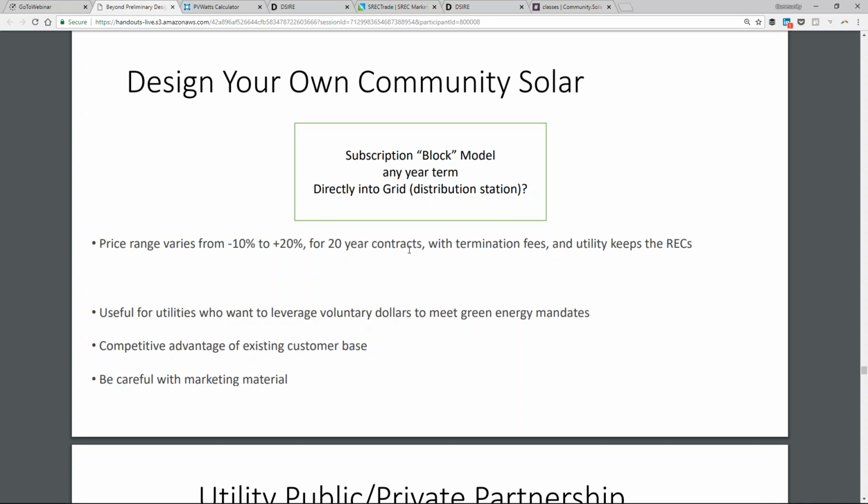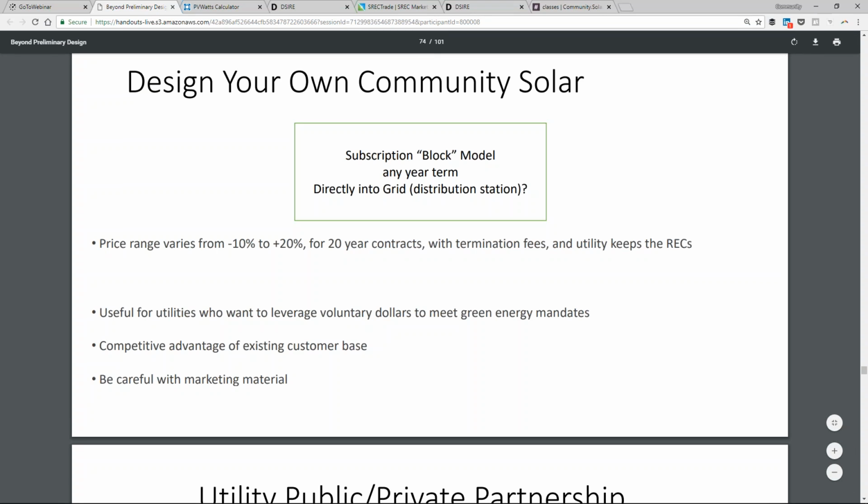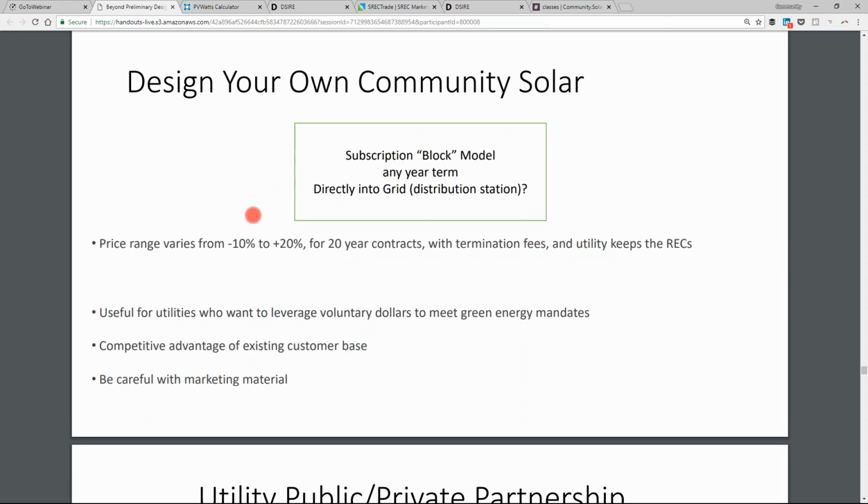So what we see from these case studies is, by and large, the community solar model is one that is a long-term contract, a 20-year, 25-year contract, where the customer is going to agree to change their electric rate somewhere from decreasing it by 10% to increasing it by 20% under a 20-year contract with standard termination fees, where you're not allowed to terminate it unless you move or die. You can't just terminate for no cause, with the utility keeping the RECs.